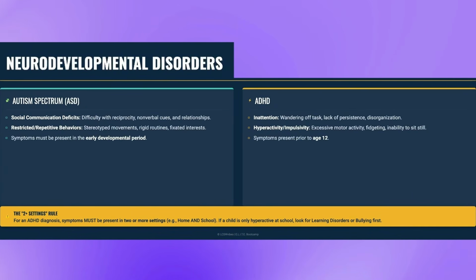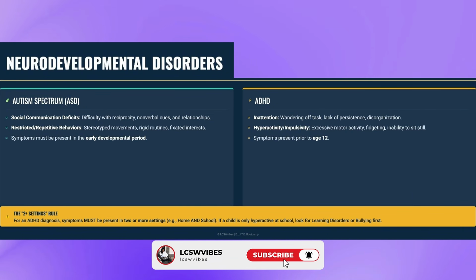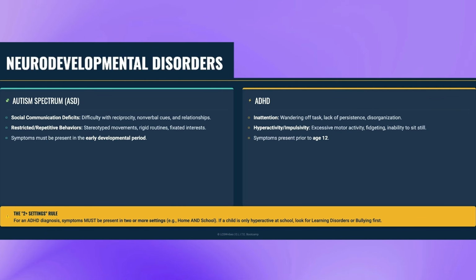Neurodevelopmental disorders. You have autism spectrum. So there are normally some deficits in social communication, some restricted and repetitive behaviors, and the symptoms are present in the early developmental period. That's pretty much early onset, like in childhood, is where you're normally seeing these symptoms take place. Same thing with ADHD. Normally the symptoms are prior to age 12.